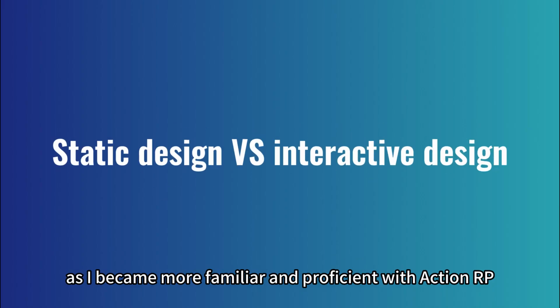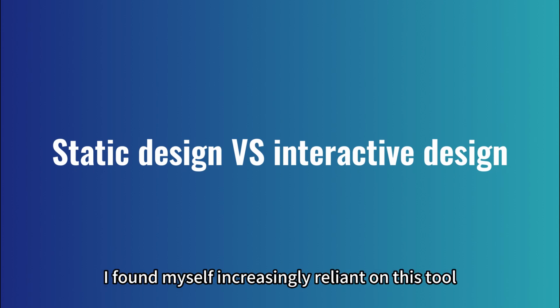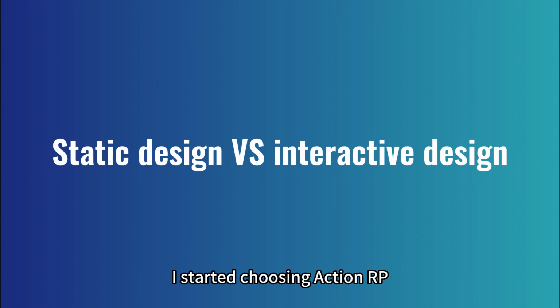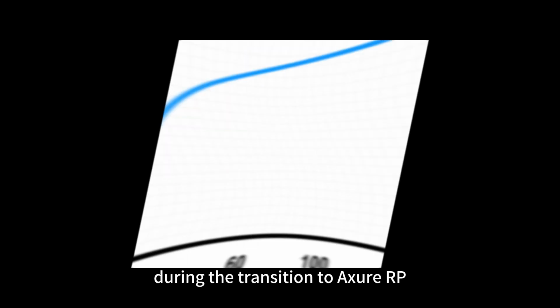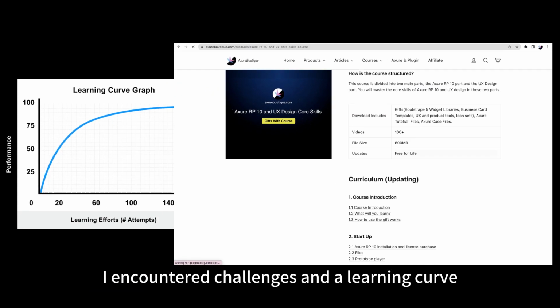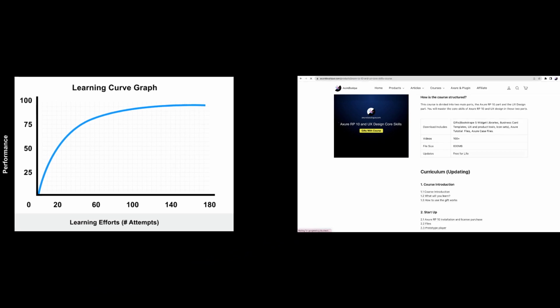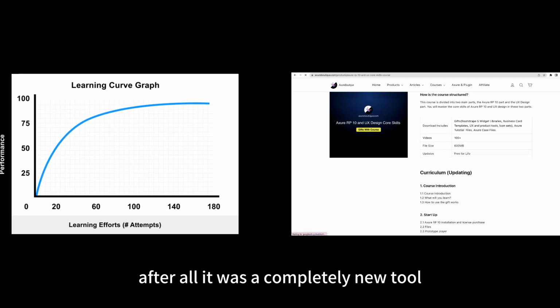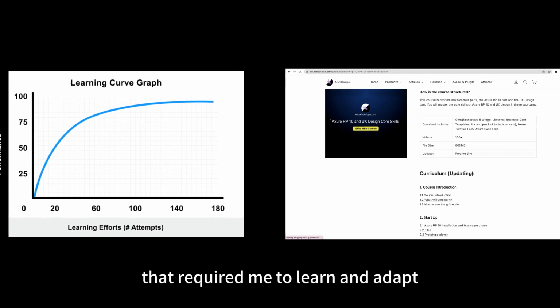As I became more familiar and proficient with Axure RP, I found myself increasingly reliant on this tool. I started choosing Axure RP for more projects rather than solely relying on Photoshop. Over time, I realized that while Photoshop remains a powerful tool for static design, Axure RP is a more suitable and efficient choice for interactive design and prototyping. During the transition to Axure RP, I encountered challenges and a learning curve. After all, it was a completely new tool that required me to learn and adapt.